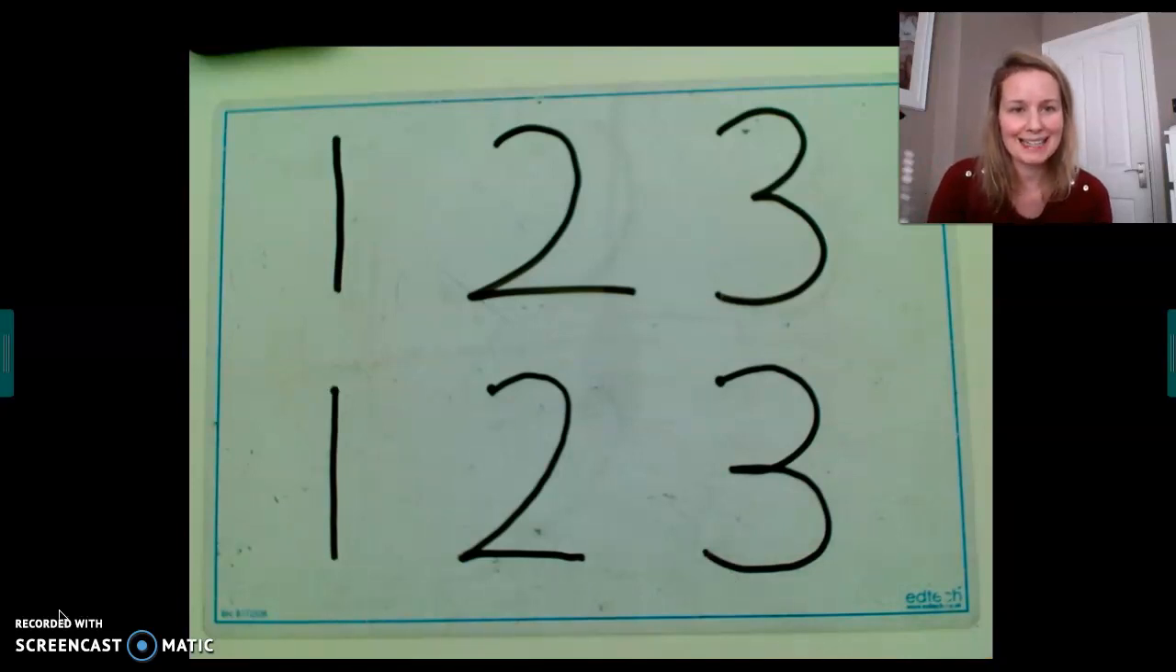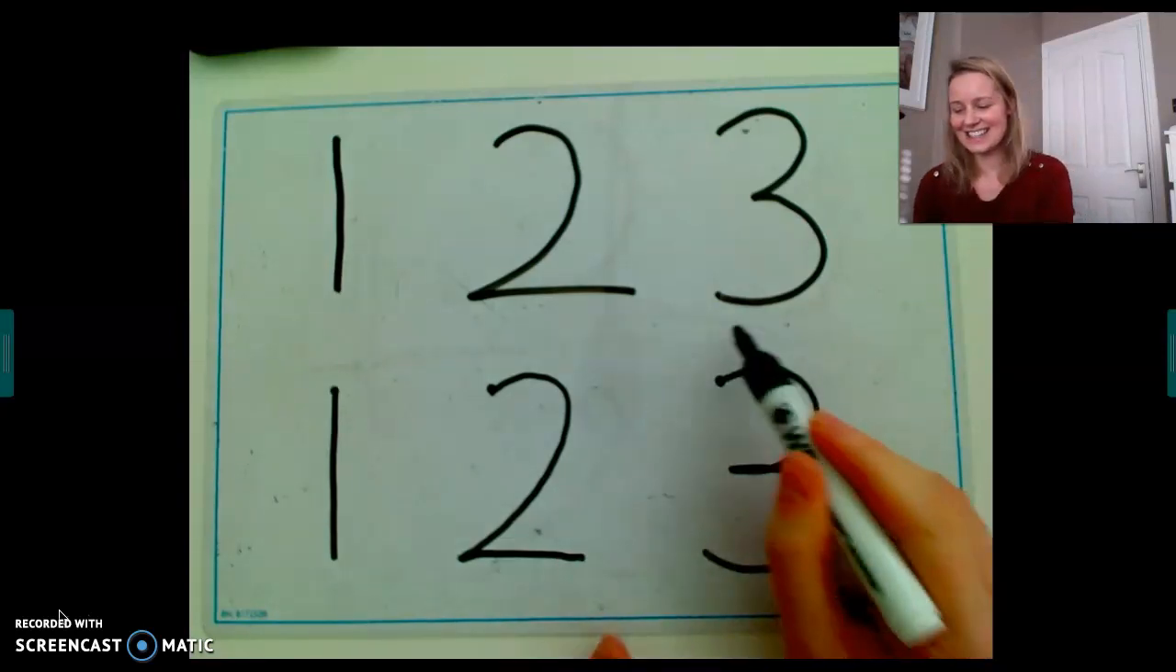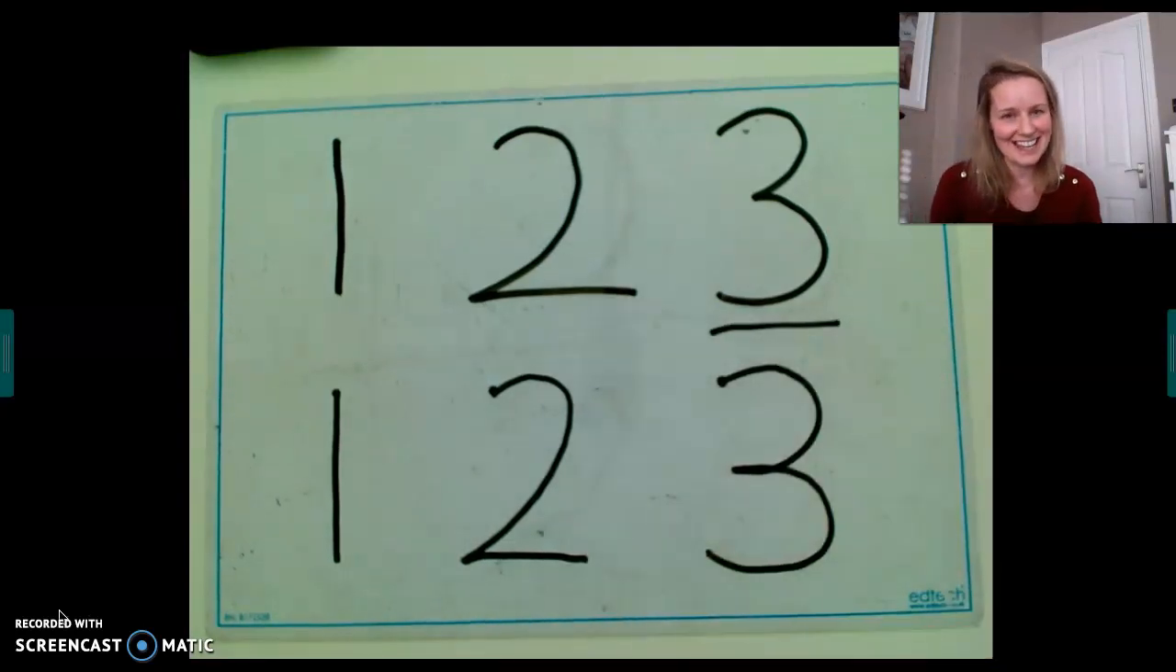Okay, so let's play a little game. I have a numeral in my head, and I'm going to tell you what the characteristics of this numeral are. And I want you to tell me what numeral it is. Okay, so the first one has two curved lines. Yes, you're right. It's the numeral 3.